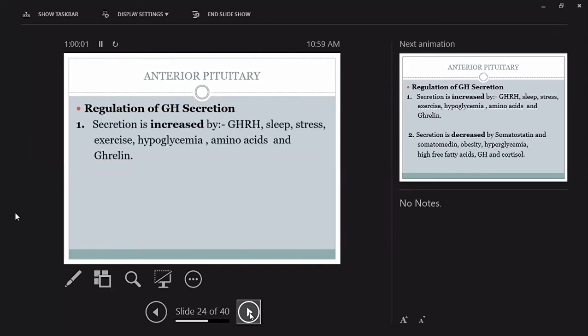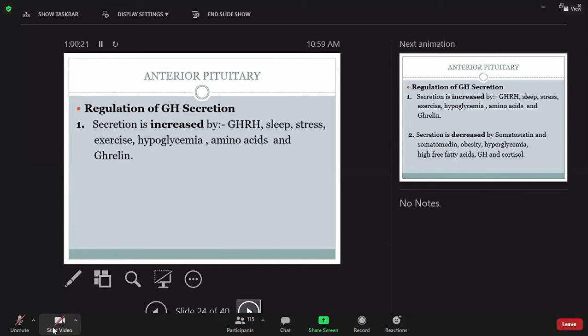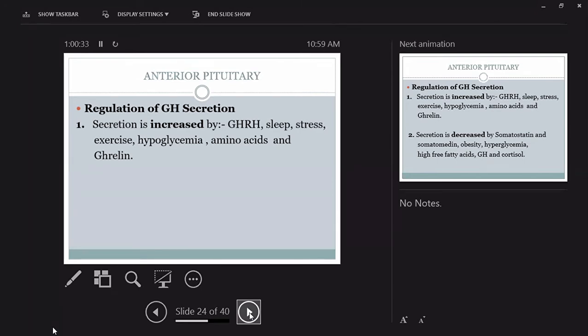Regulation of your growth hormone secretion. Secretion is increased by gonadotropin releasing hormone and sleep, stress, exercise, hypoglycemia, amino acids, and ghrelin. What is ghrelin? It is a hormone in the stomach. I think you have already taken this up with your GIT; it increases the appetite of the individual, your ghrelin.